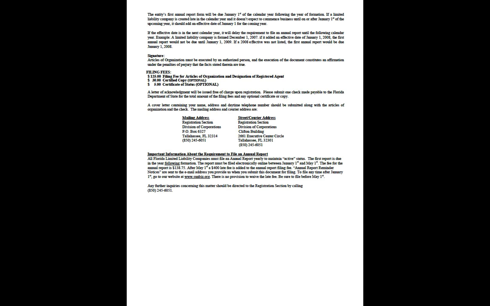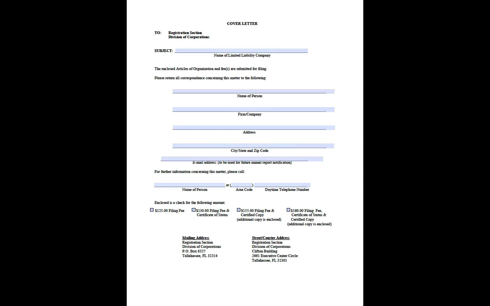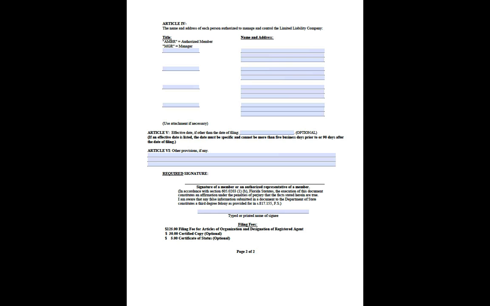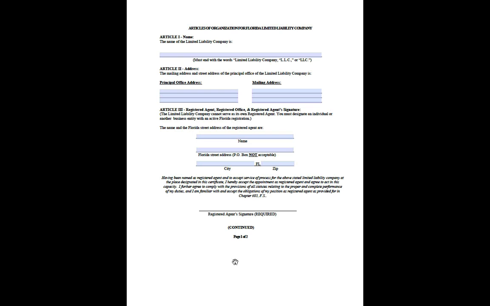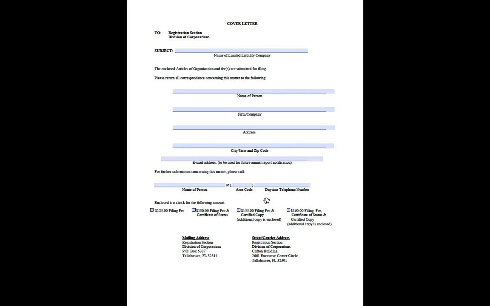Here we are inside the Articles of Organization. This is a 5-page document. Pages 1 and 2 have instructions on them. You can read through them if you'd like, but we've already covered this information in this video. Page 3 is the cover letter, and page 4 and page 5 are actually pages 1 and 2 of the actual Articles of Organization. Let's get started, and let's start with the cover letter.